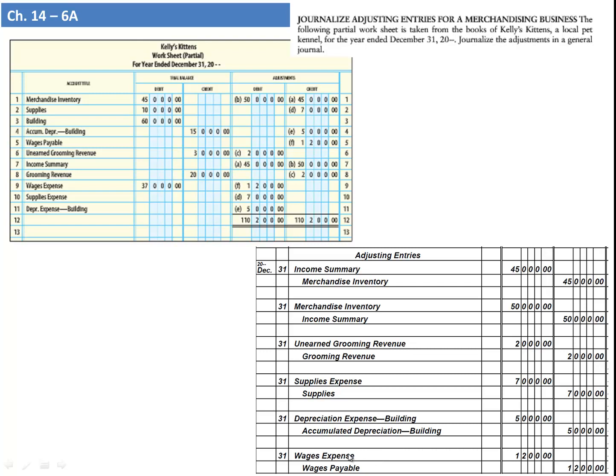And then we have some wages that have been earned but not yet paid. So we need to go ahead and expense them. The matching rule tells us we have to expense in the accounting period in which it was incurred, but we haven't yet paid the wages, so we're going to credit our liability account wages payable, showing that we owe $1,200 in wages, which we will pay in the following accounting period.